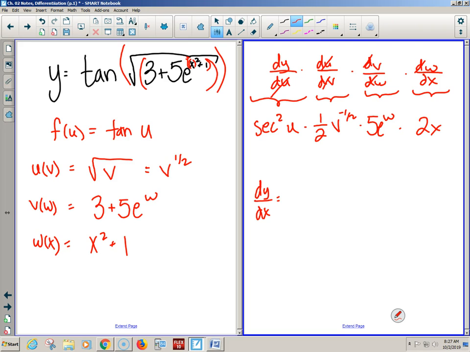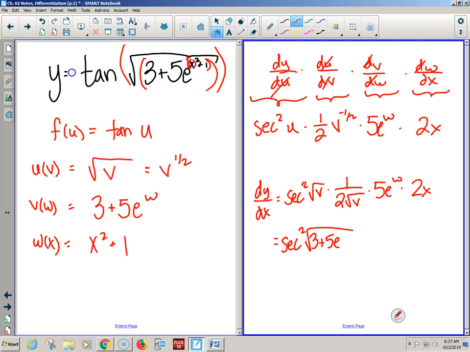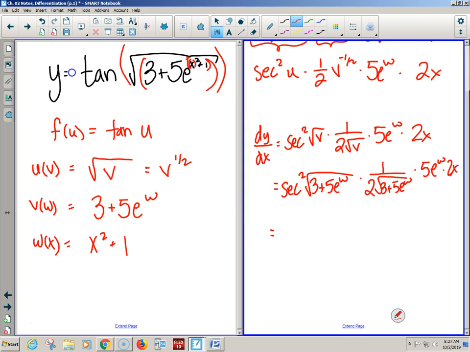Meaning, secant squared of u, well, who's u? Isn't u just the square root of v? Times 1/2. Well, can't I rewrite this to be 1 over 2 root v? Is that okay? I'm just going to rewrite. Okay, hold on. I'm not done yet. Now I have to go tackle all the v's. So who are all the v's? Secant squared square root of, isn't v 3 plus 5 e to the w? But don't I also have a v here? 3 plus 5 e to the w. Uh-oh.